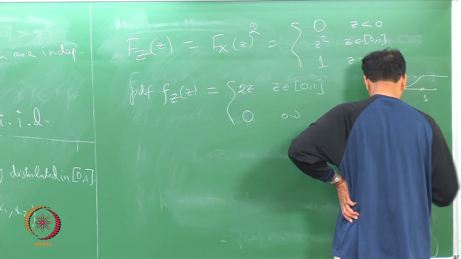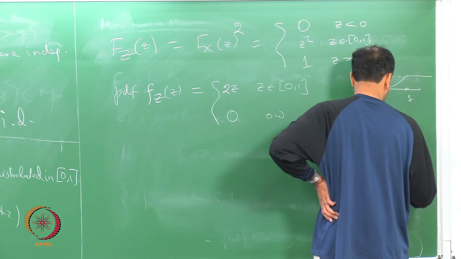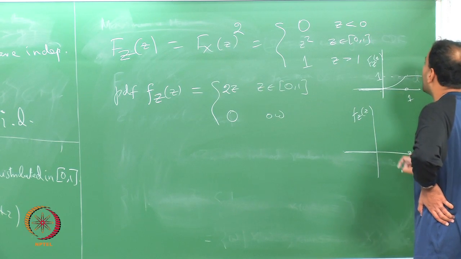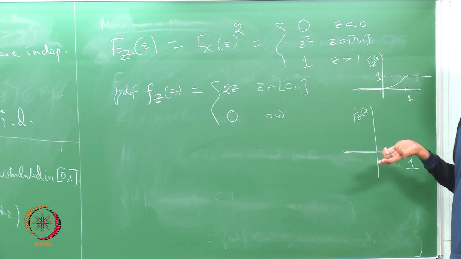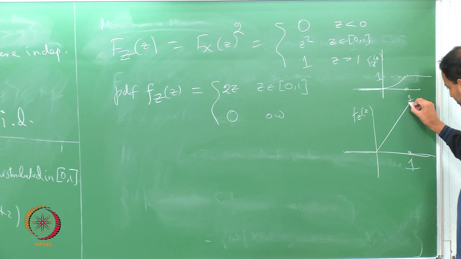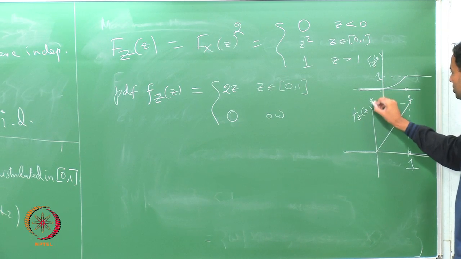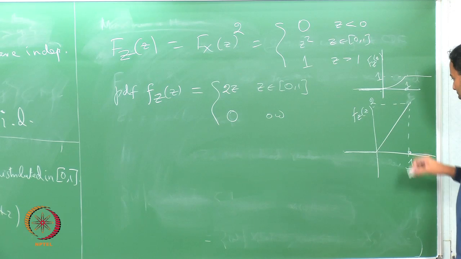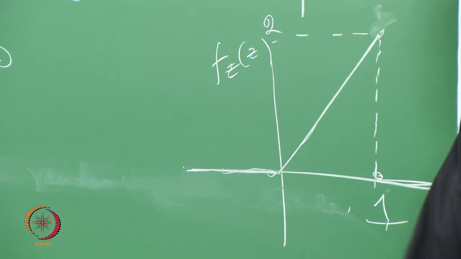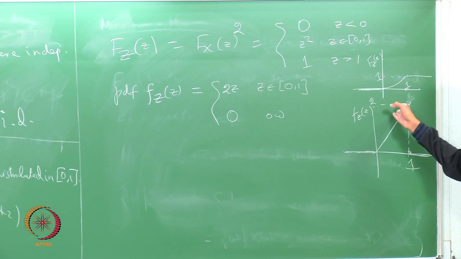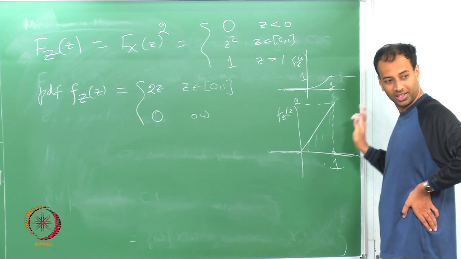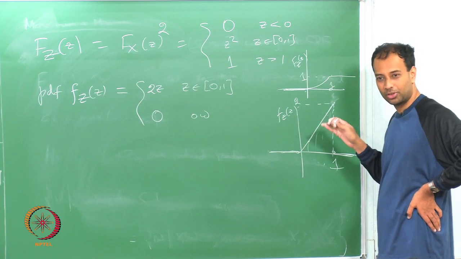So your little f z will be 0 outside this, here and here. At 0 and 1 there is no derivative, but you can define it as whatever you want, it does not matter, and in between it is equal to 2z. So it will look like that, going up to 2. So the PDF looks like this, and that is a valid PDF obviously. So you see that more of the mass is towards 1, the maximum is likely to be closer to 1.